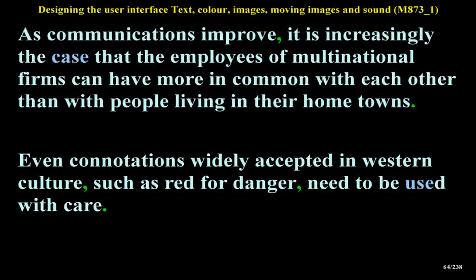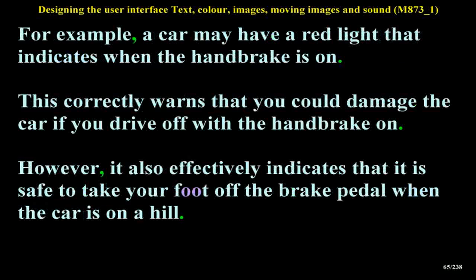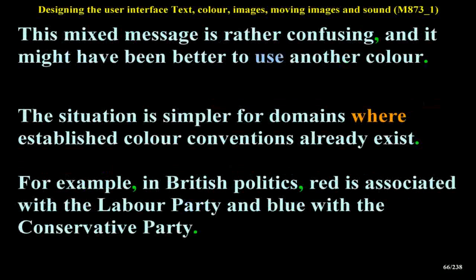Even connotations widely accepted in Western culture, such as red for danger, need to be used with care. For example, a car may have a red light that indicates when the handbrake is on. This correctly warns that you could damage the car if you drive off with the handbrake on. However, it also effectively indicates that it is safe to take your foot off the brake pedal when the car is on a hill. This mixed message is rather confusing, and it might have been better to use another color.